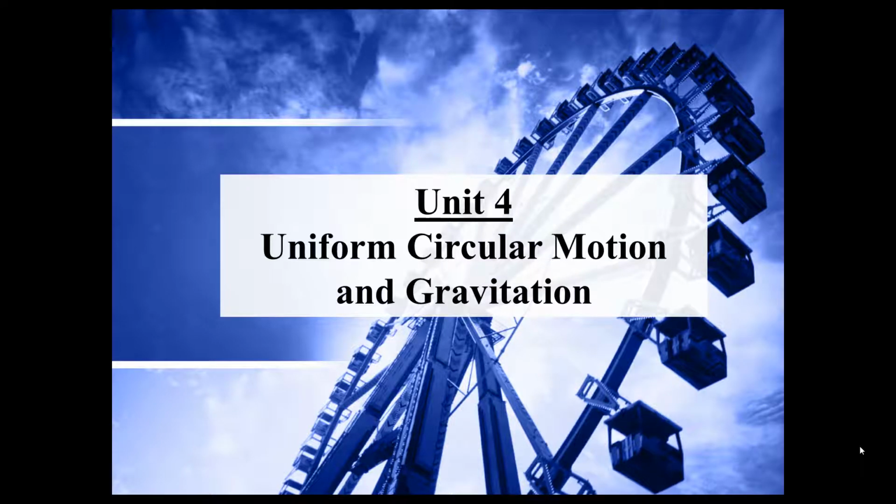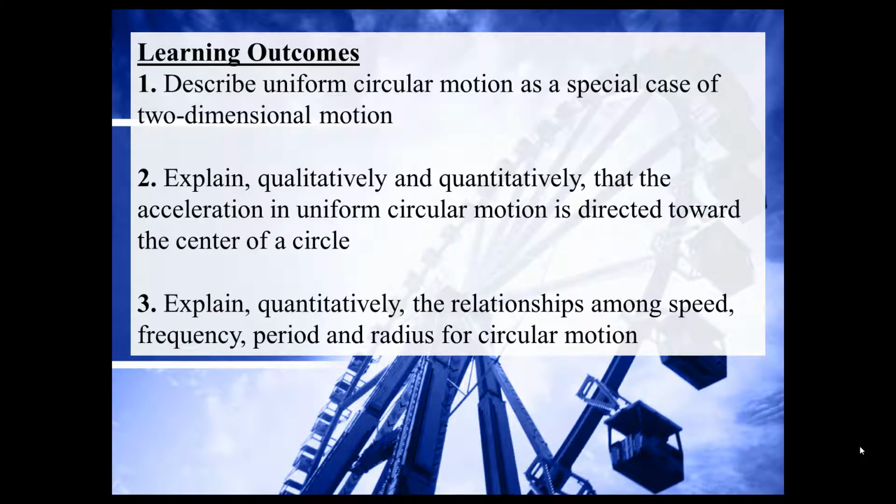Hello, Physics 20s. In today's lesson, we are going to start the fourth unit of study in Physics 20 on uniform circular motion and gravitation. And more specifically, we're going to, 1, describe uniform circular motion as a special case of two-dimensional motion. 2, explain qualitatively and quantitatively that the acceleration in uniform circular motion is directed toward the center of a circle. And 3, explain quantitatively the relationships among speed, frequency, period, and radius for circular motion.